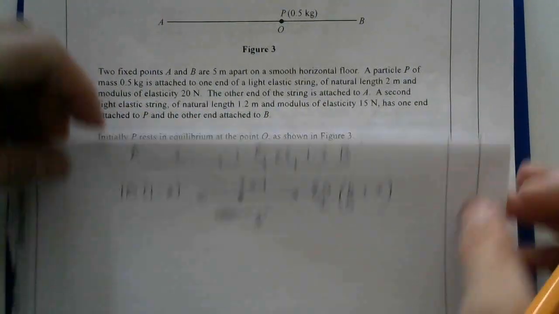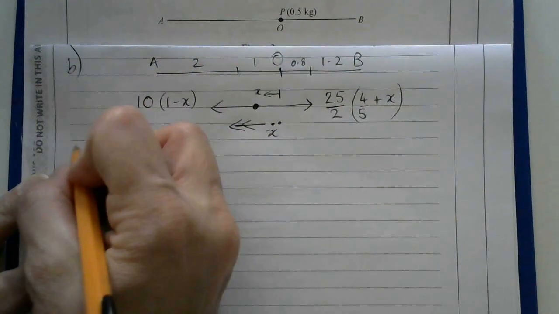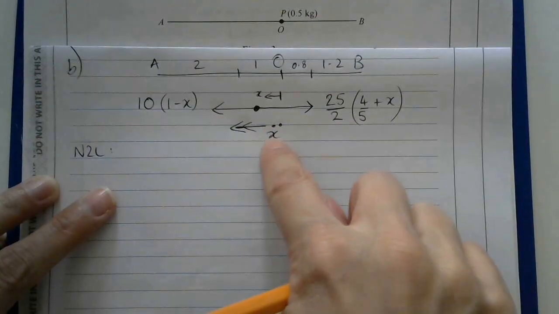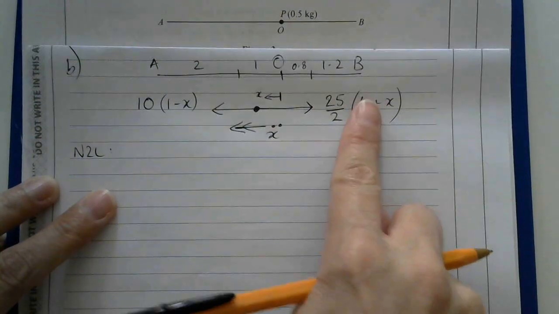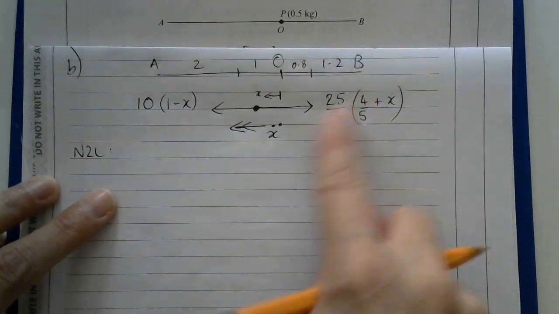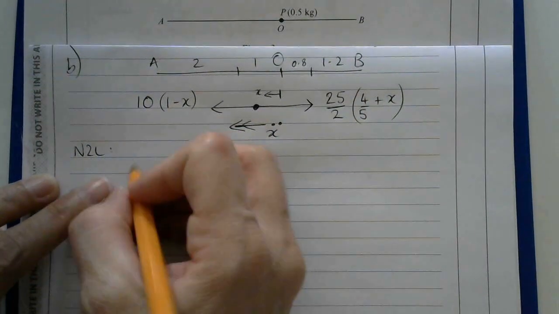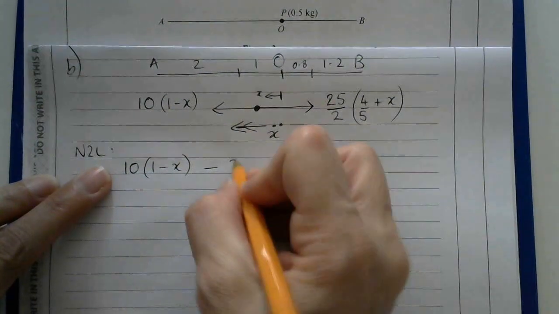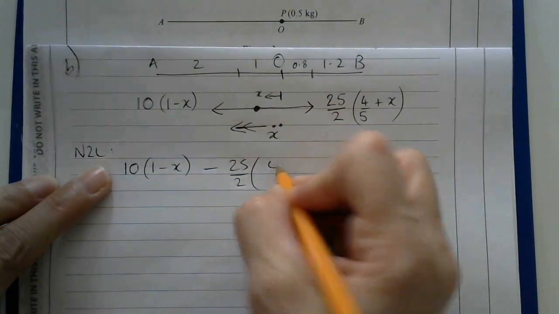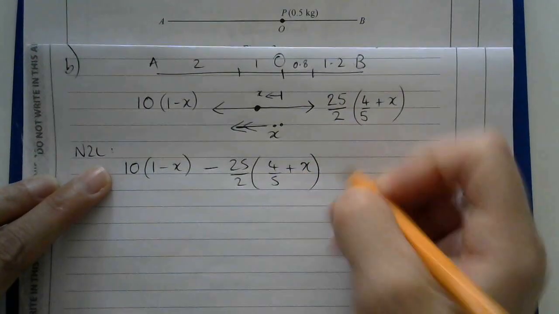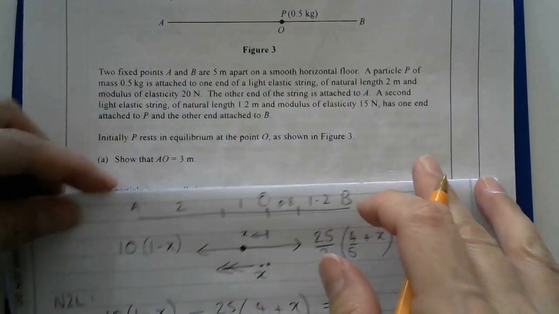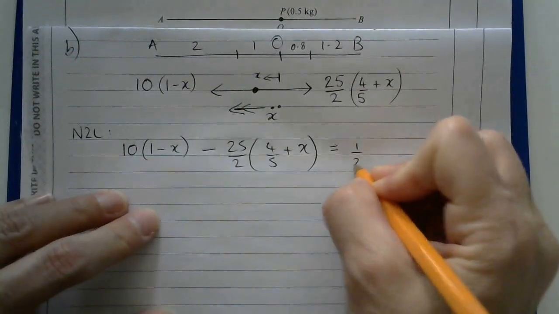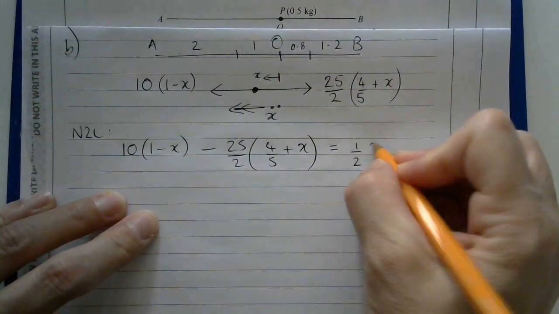So now I can write down my equation for Newton's second law. Because x is measured in this direction, so is x double dot, then I have forces this way minus forces in the other direction equals the mass times the acceleration. So forces in this direction, 10 times 1 minus x, subtract forces in the other direction, 25 over 2 multiplied by 4/5 plus x, is equal to the mass, which was 0.5, so a half, times the acceleration.